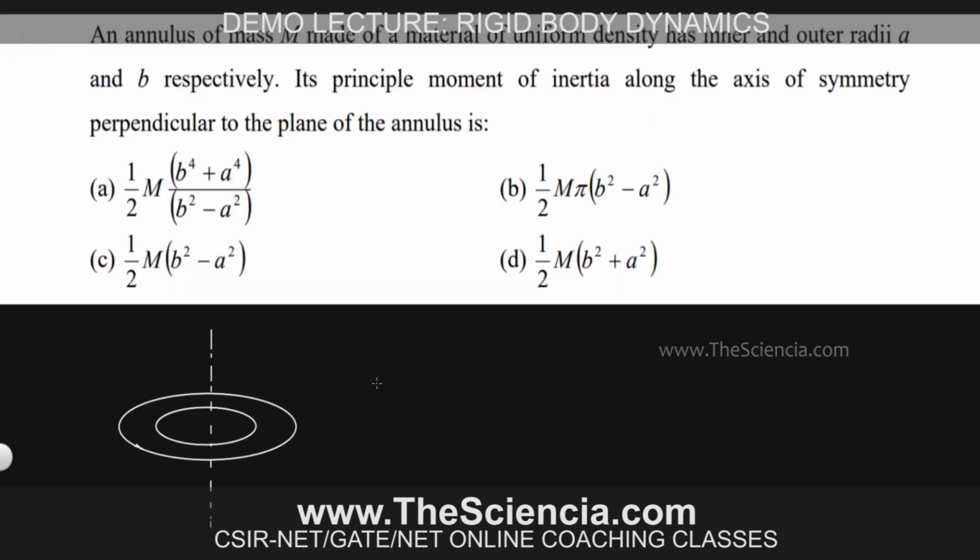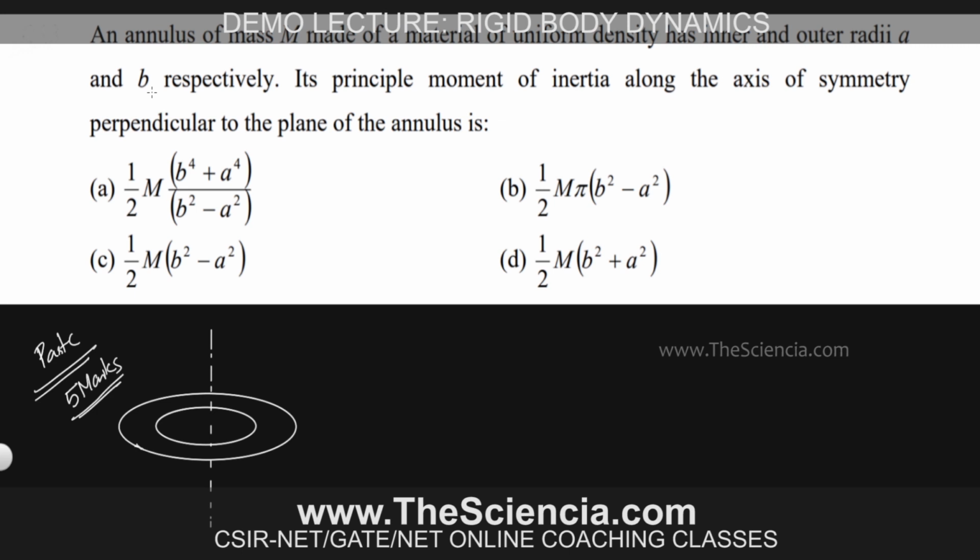Let us discuss one previous NET problem. It is asked in part C. That means this is a 5 marks question. This is a very simple problem. You can easily get this 5 marks. Can you do it by yourself? Okay, I will help you to solve this problem.